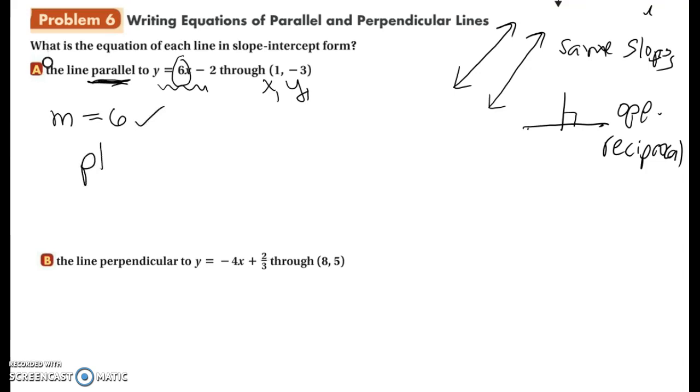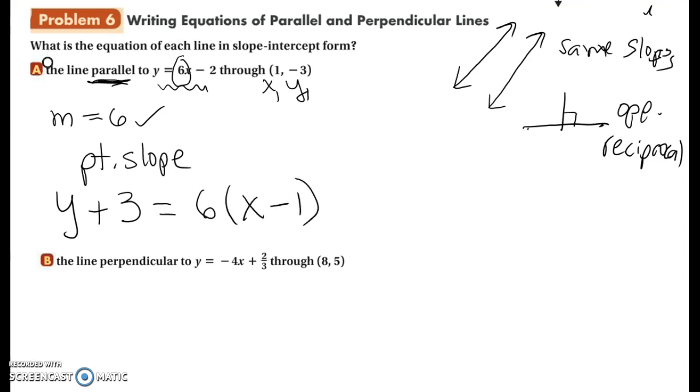We can then write point-slope form of an equation. That's y minus the y coordinate, which is negative 3, so it's going to turn positive, equals m parentheses x minus the x coordinate. And that's it.